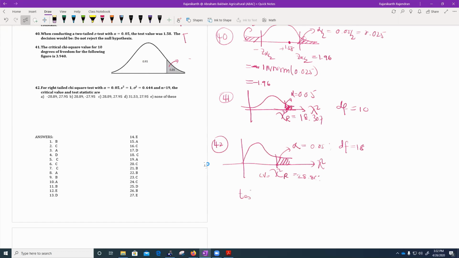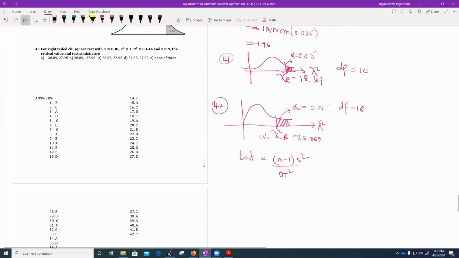And what is my test value then? To find the test value, we use the test statistic for the variance problem. You could check your notes, which is n minus 1 times s squared over sigma squared. Okay, so n is 19, therefore 19 minus 1, and the sample variance s squared is 1, over sigma squared 0.644. So you just simplify this, and this will be 27.95. So this is my test value, and this is my critical value.